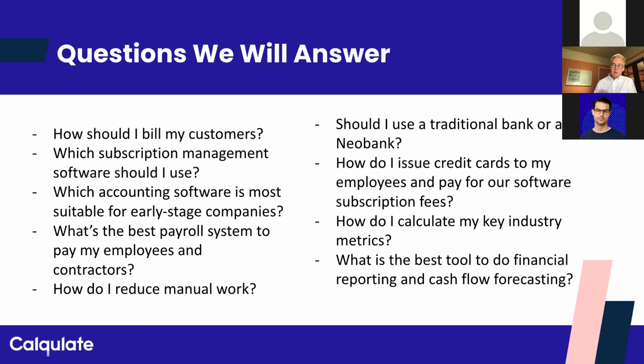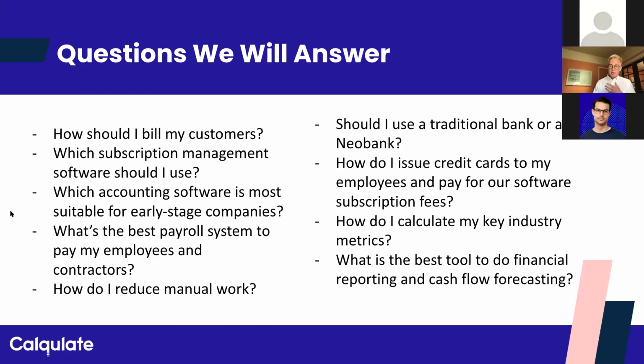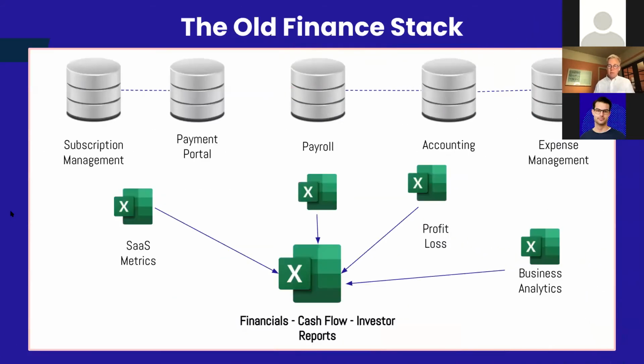Then the second part of the questions is usually about traditional banks and neobanks: which one should I use? How should I issue credit cards? And specifically, how do I calculate my key industry metrics? If I'm an e-commerce company, where do I get that data and how do I calculate it? If I'm a SaaS company, how do I calculate SaaS metrics, etc.? And because Calqulate is a financial reporting tool, we get a lot of questions like: what is the best tool to do financial reporting and cash flow forecasting for my own business? So these are some of the questions that we'll go through here.